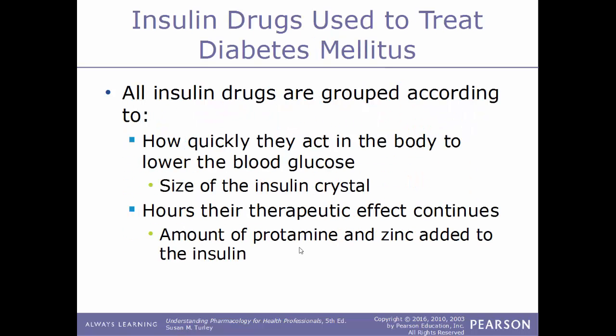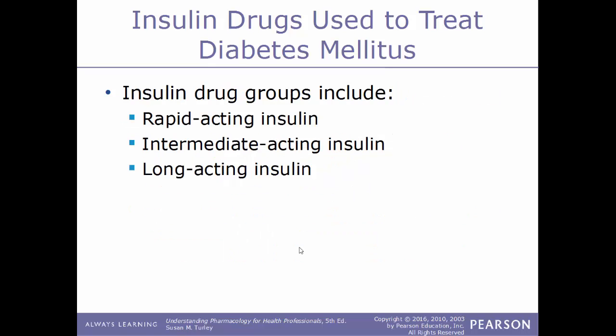Alright, so going back to insulin drugs that treat diabetes mellitus, all insulin drugs are grouped according to a few characteristics. How quickly they act in the body to lower blood glucose. This is based on the size of the insulin crystal. The amount of hours their therapeutic effect will continue. And this is dependent on the amount of protamine and zinc that's added to insulin. Insulin drug groups include rapid-acting insulin, intermediate-acting insulin, and long-acting insulin.